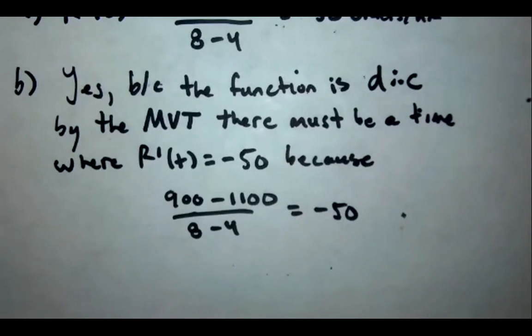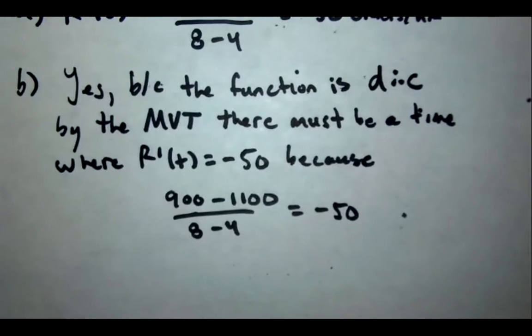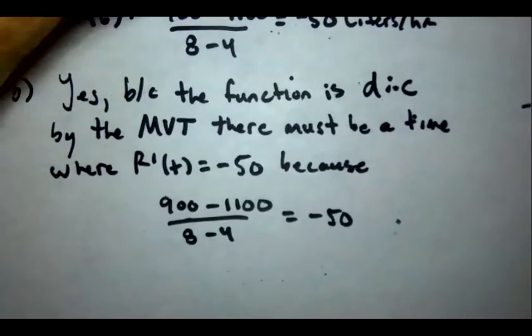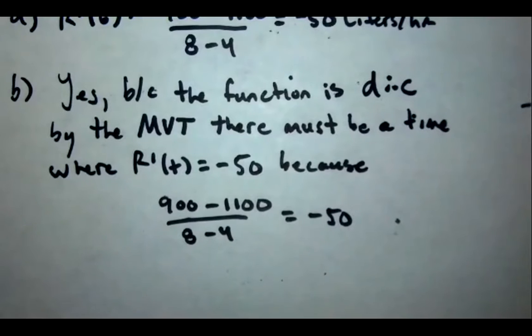Okay. So yes, because the function's differentiable and therefore continuous, by the mean value theorem there must be a time where R prime of t is -50. And then there we go. Okay, all right, on to part C.